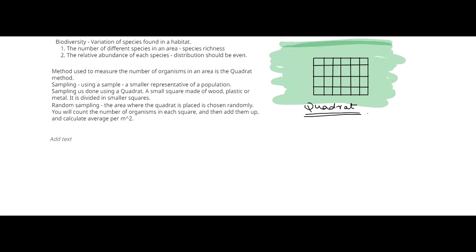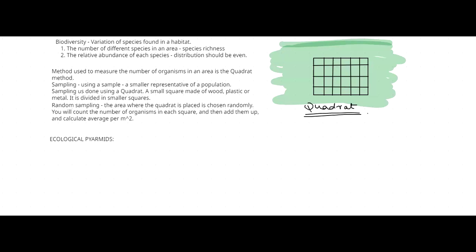Ecological pyramids. What are ecological pyramids? You and I are studying an ecosystem. We are studying a food web. Now we want to represent the amount of organisms at each trophic level. So how many producers do we have? How many consumers do we have? How many primary consumers? What is the number of secondary consumers? And we make a pyramid out of it. That is known as an ecological pyramid.